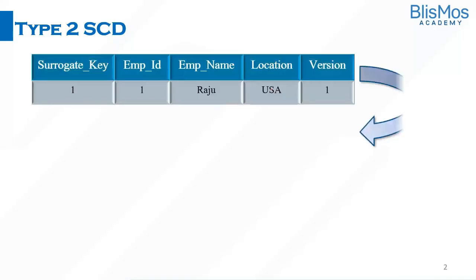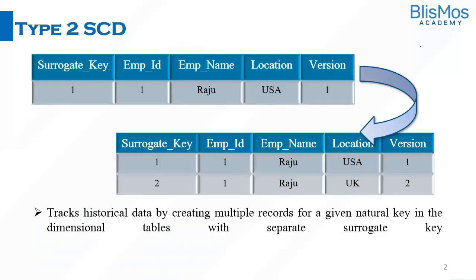What we are trying to do as part of this type 0, type 1, type 2, type 3, type 4, type 6 SCD is see how to tackle the changes in the dimensions. So in type 0, it was fixed. In type 1, it was replacing the old data with the new data. In type 2, we are tackling the changes by tracking the historical data. How are we tracking the historical data? By creating multiple records.